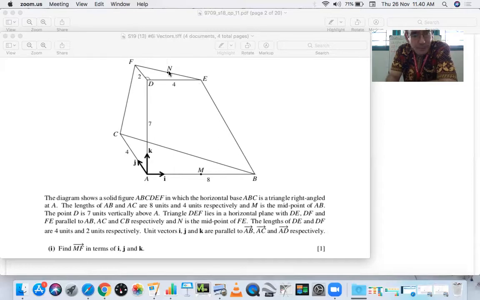Now we have to go backwards along the J, because remember F was 2 along the J, and we have to come back to N, which is halfway, so it's minus J. Okay, so over 2 on the I, minus 1 on the J, and then F and N are both at the top of this diagram, so there's no change in the vertical direction. So you don't have a K value. You don't have to put 0K, you just leave it blank. So you have 2i minus j.